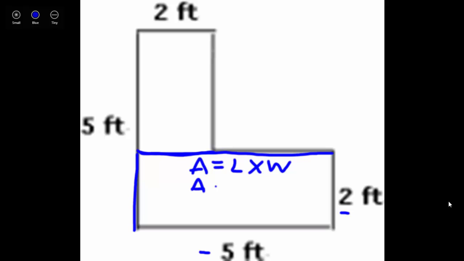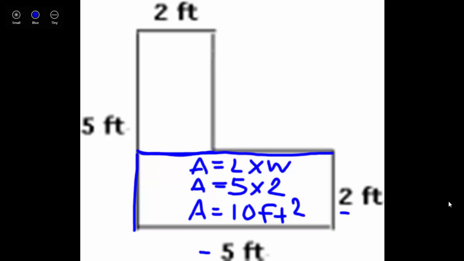Area equals length times width. Area equals, for this rectangle here on the bottom, 5 times 2. And just like our figure before, area here equals 10 feet squared.